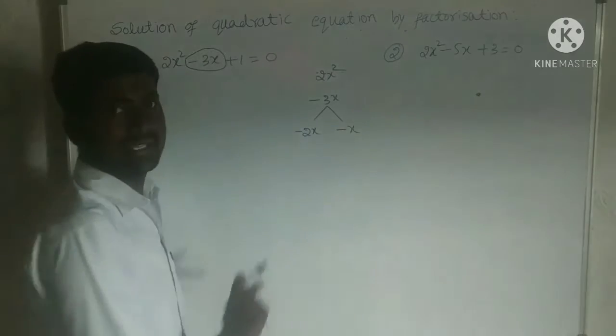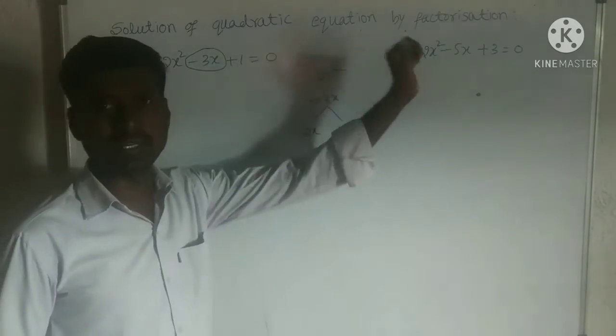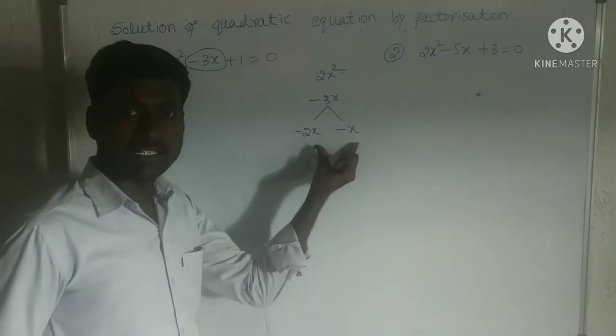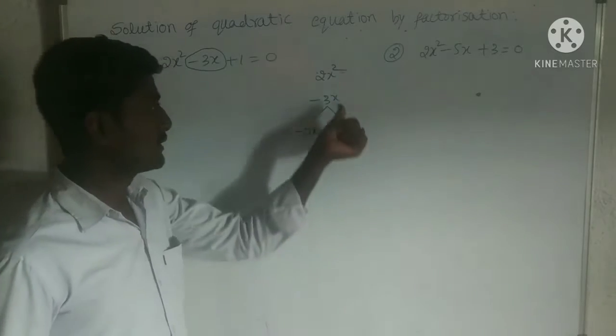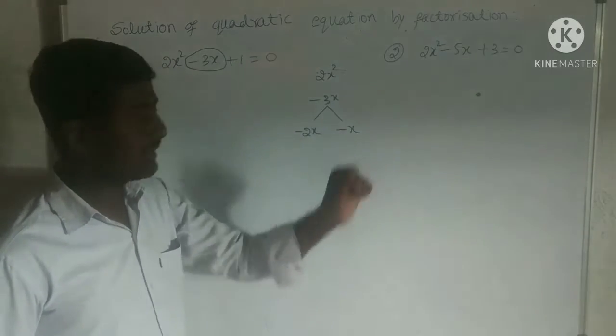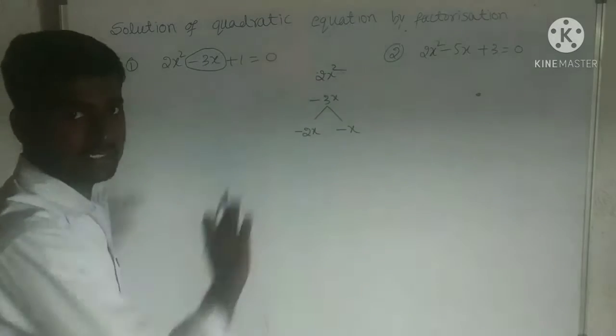Now multiply these two first. Minus 2x into minus x. How much? Minus into minus is plus. 2x into x is 2x square. I am getting it. Add these two: minus 2x and minus x, that is how much? Minus 3x. So here I got minus 3x. Okay. Now in place of minus 3x, I can write minus 2x minus x.